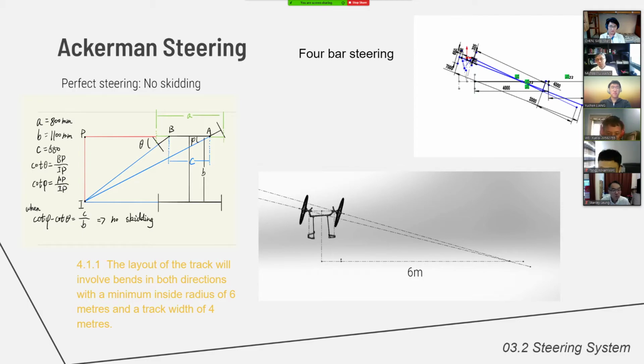For 4-bar linkages, the length of each bar is fixed. By simulation, the trajectory of the intersection point of each circle is not along a straight line. So it's not possible to do perfect steering all the time in our steering system. So we make a balance to reach the highest efficiency in a range between 6 meters and 10 meters.